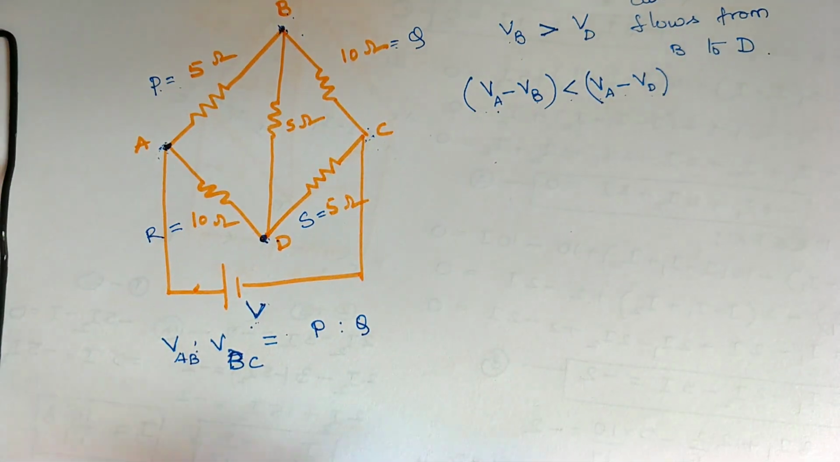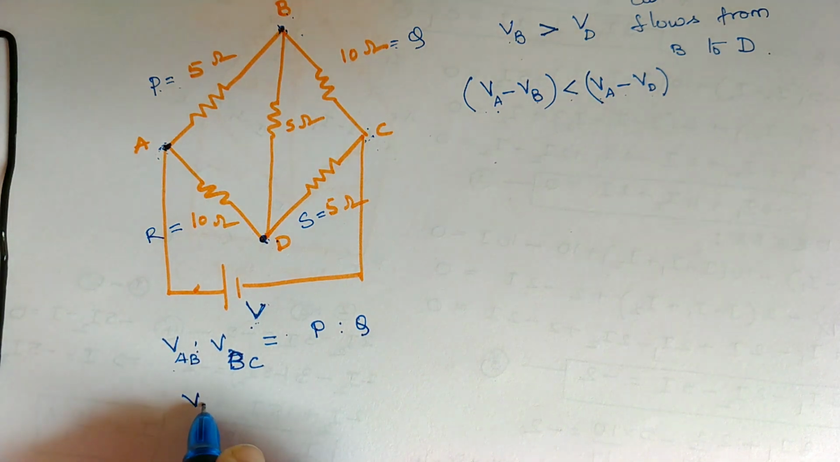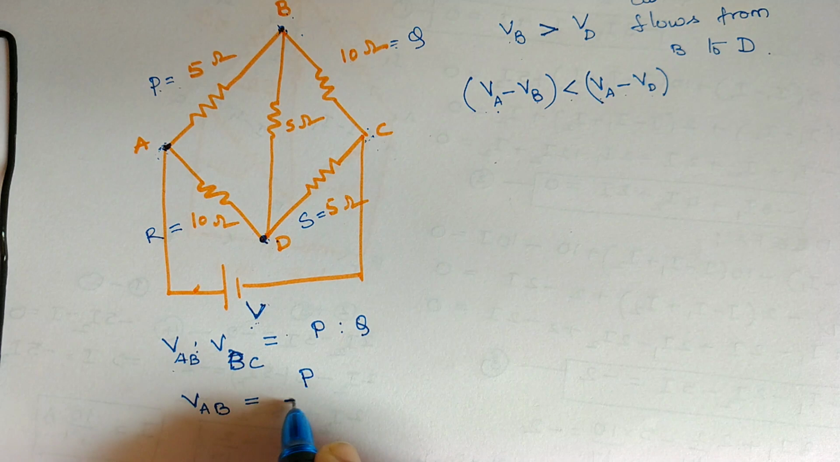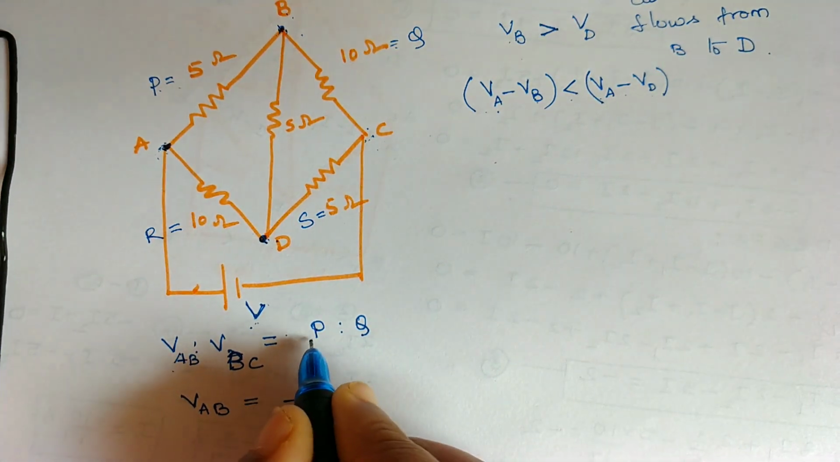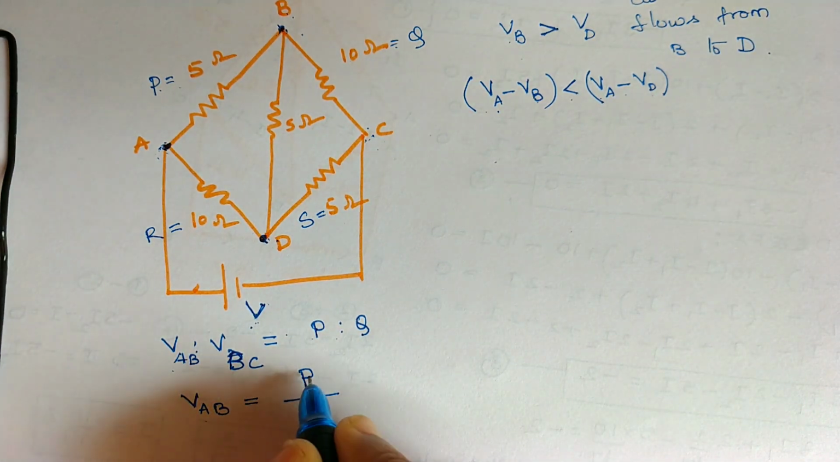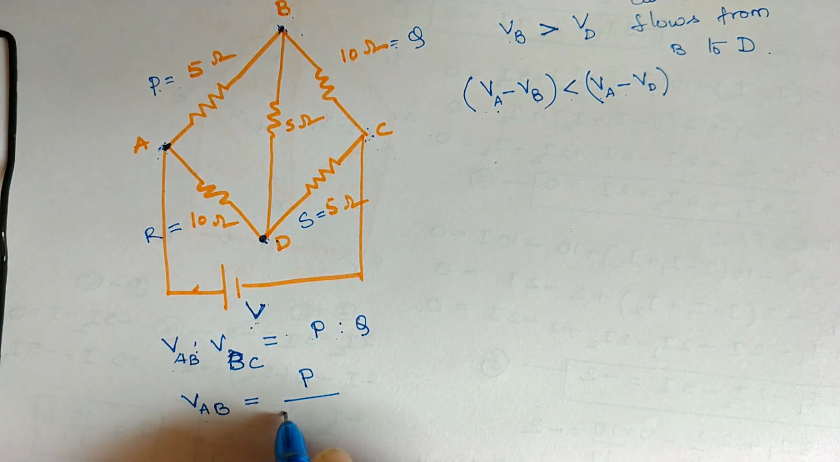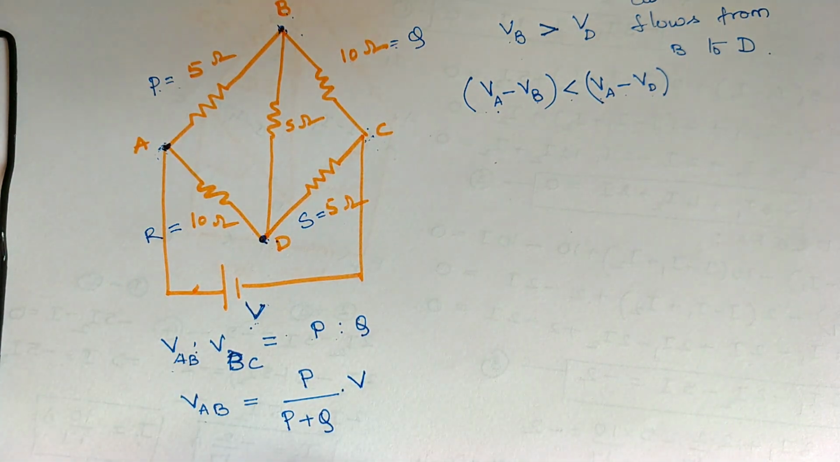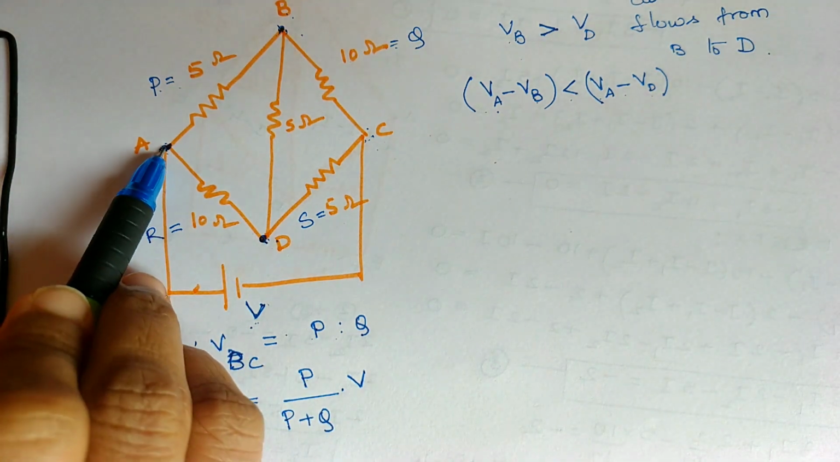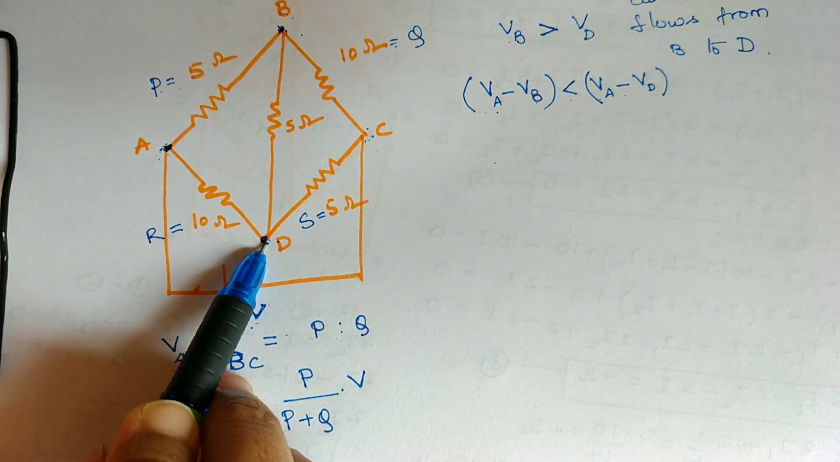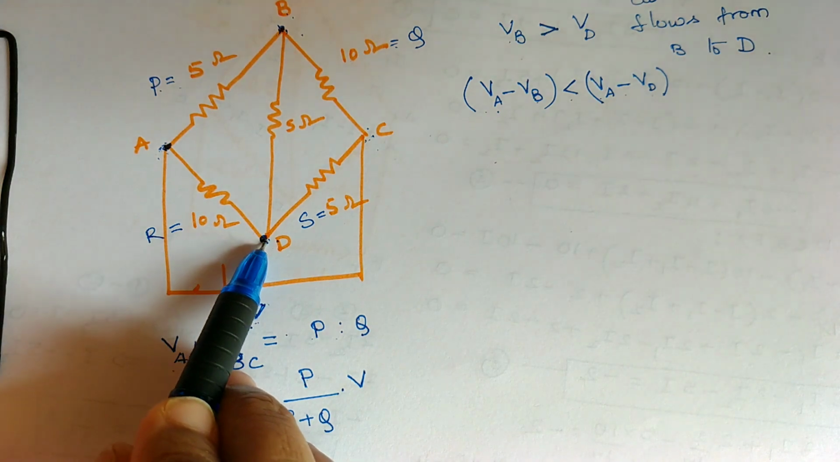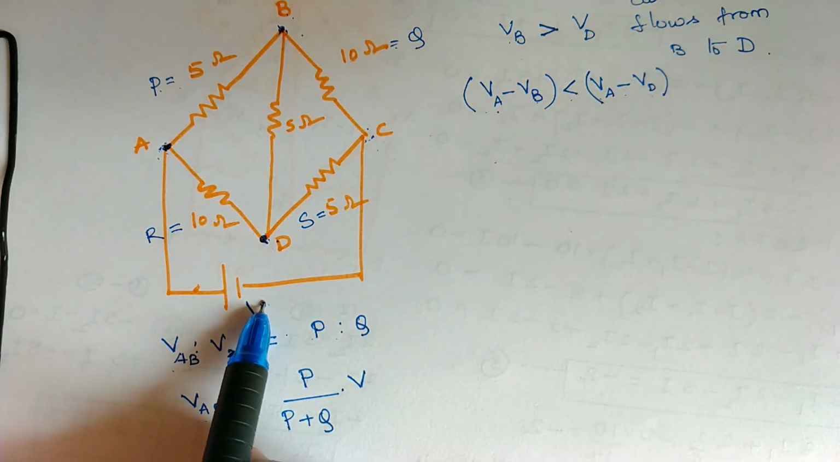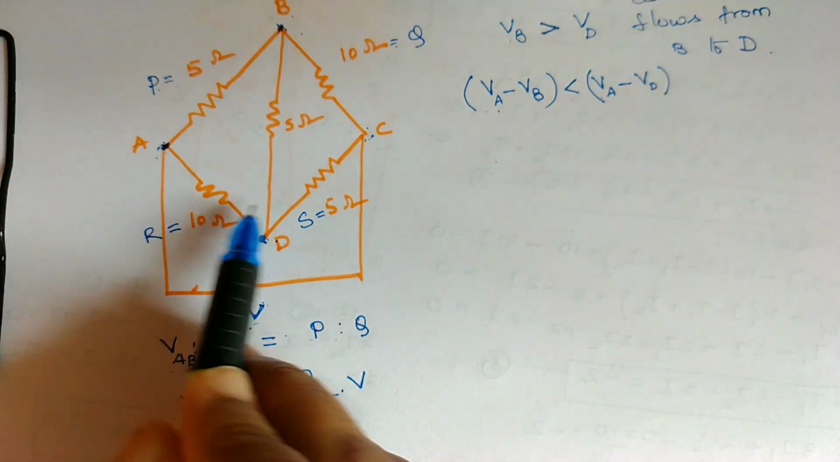Now tell me what should be the voltage across AB. If the two values are in the ratio P is to Q, VAB will be P by P plus Q times the applied voltage. Similarly, to get the potential difference across AD, we know again A to D and D to C total voltage is V, which is distributed between them.